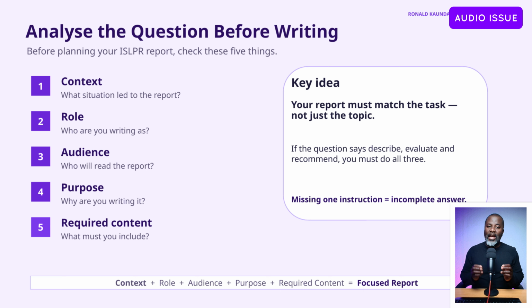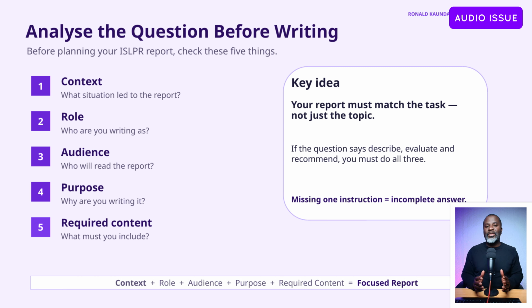Element number 3, identify the audience. Ask yourself, who will read this report? The audience may be the principal, the school board, the head of department, teaching colleagues, or an education department officer. Your language must suit the reader. For example, a report to a principal should sound professional, respectful, and objective.